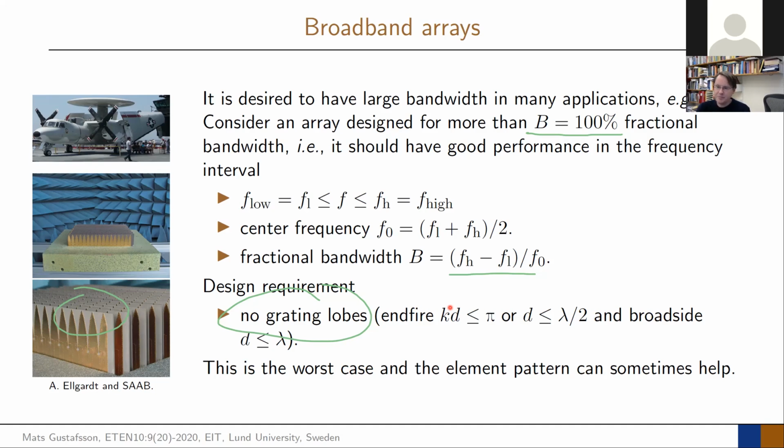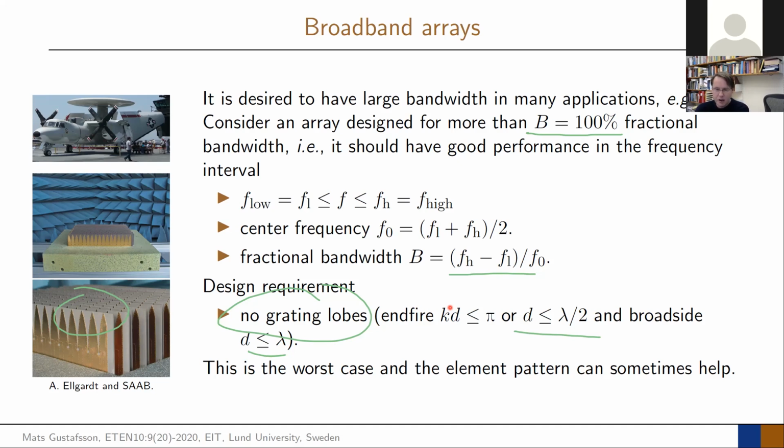That is a requirement. And that means that the distance here typically has to be below half a wavelength, or at least below a wavelength. It depends a little bit on what scan angle you are looking at and what element patterns you have. But it is in the range of half to 1 wavelength. That is where the spacing sits.